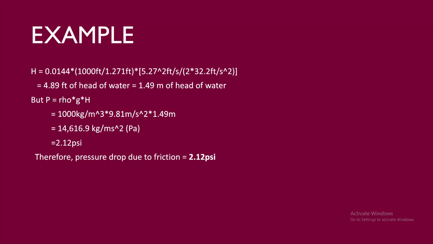Therefore, pressure drop due to friction is 2.12 PSI. It means if I put a gauge here, then 1,000 feet downstream of my pipe, my pressure will drop by 2.12 PSI, which means the reading at the 1,000 feet mark will be 2.12 PSI less. And as we go through the presentations, I will show you why we calculate this pressure drop, especially when we start designing and sizing the pump.